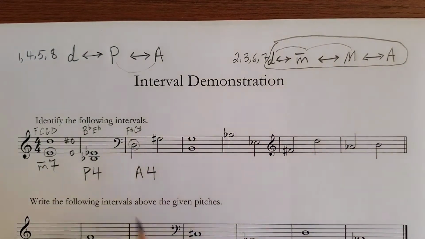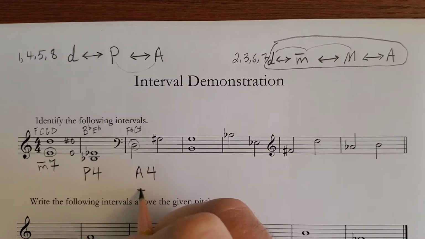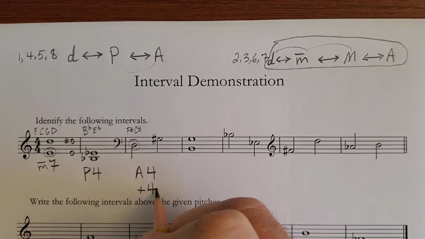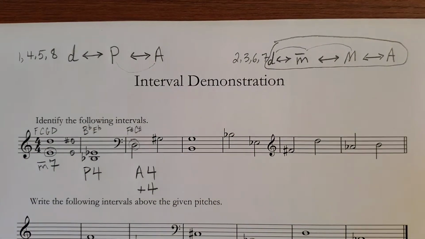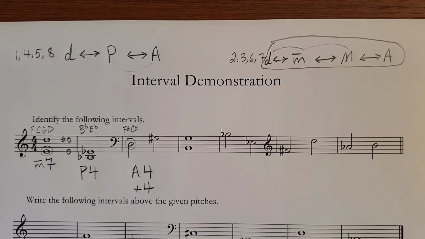Now when you're writing augmented, you could use a capital A or you can use the plus. So either one of these are okay. For diminished, you can use the little circle or you can use the little d.